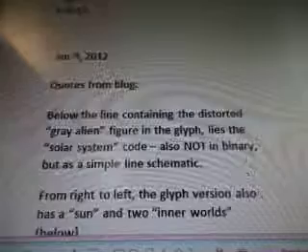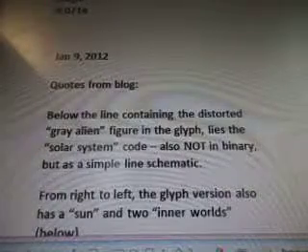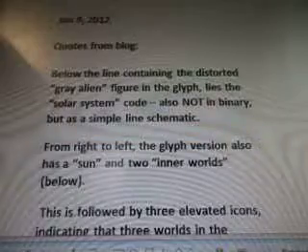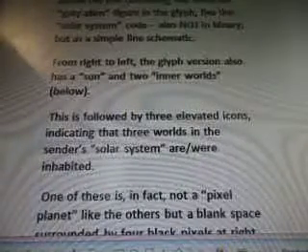January 9, 2012, and it's 2 years later, May 2014. Quote from the blog: Below the line containing the distorted gray alien figure in the glyph lies the solar system code, also not in binary, but as a simple line schematic. From right to left, the glyph version also has a sun and 2 inner worlds below. This is followed by 3 elevated icons indicating that 3 worlds in the center solar system were inhabited.